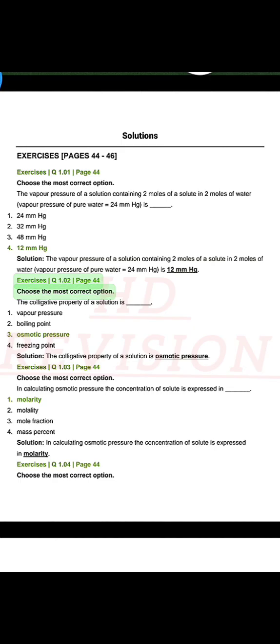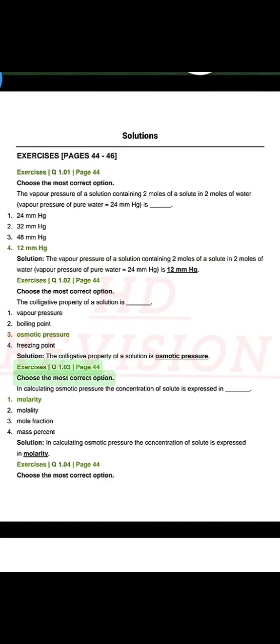Exercises Q1.02, page 44. Choose the most correct option. The colligative property of a solution is: 1. Vapor pressure, 2. Boiling point, 3. Osmotic pressure, 4. Freezing point. Solution: The colligative property of a solution is osmotic pressure.